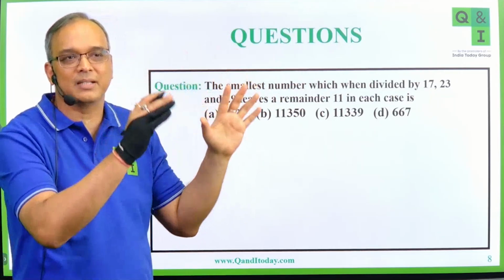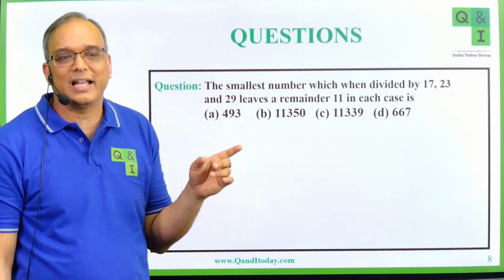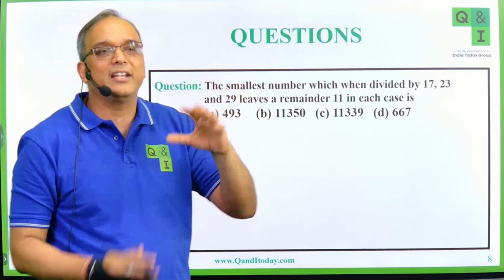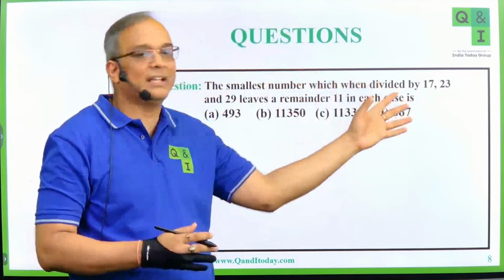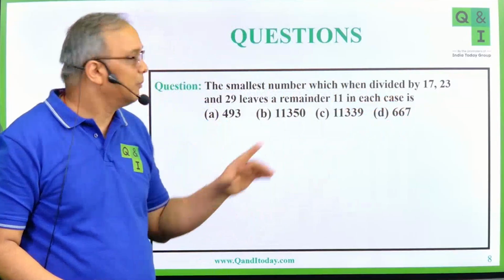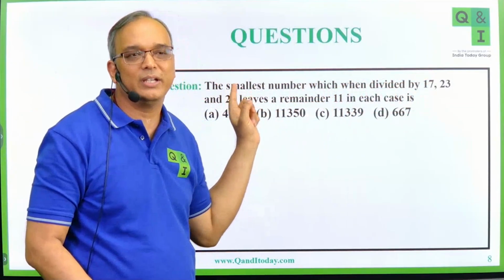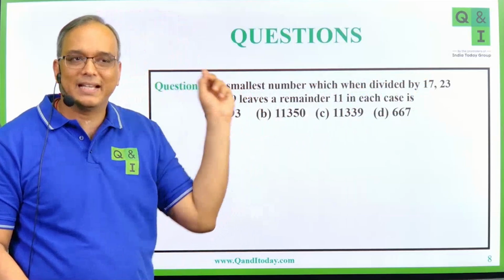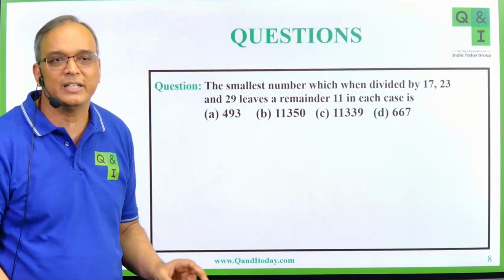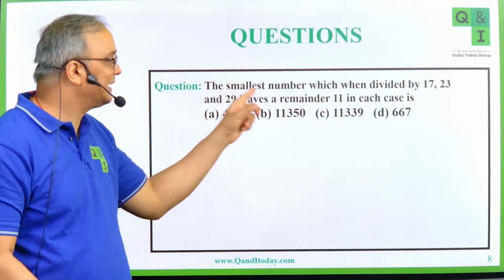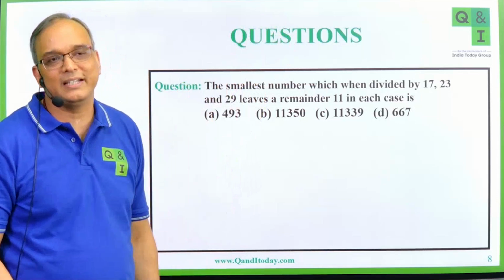It is a bigger number, right? As I told you in the last class, whenever you have to find a number bigger than what is given, you have to find the LCM. Because that number has to be divided by 17, 23 and 29, it is bigger than each of these numbers, and hence that is the LCM of 17, 23 and 29.